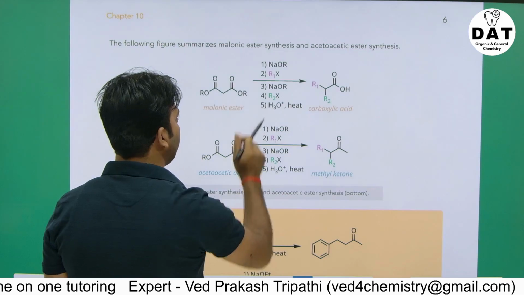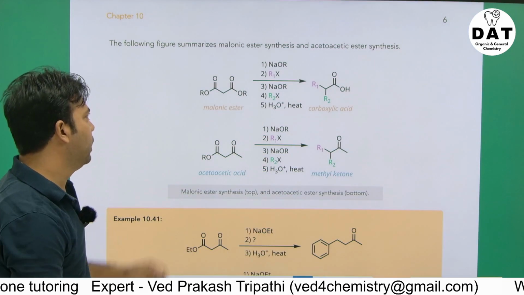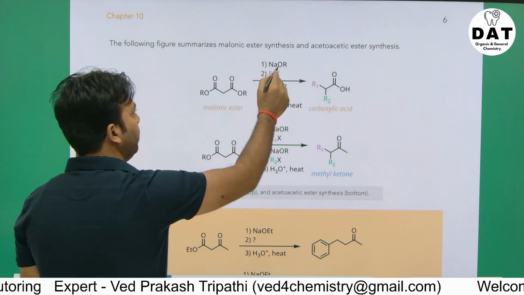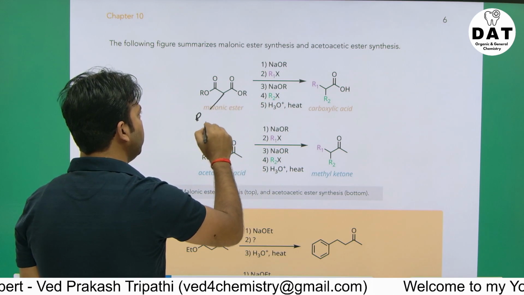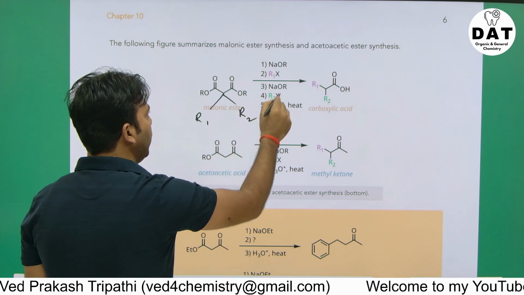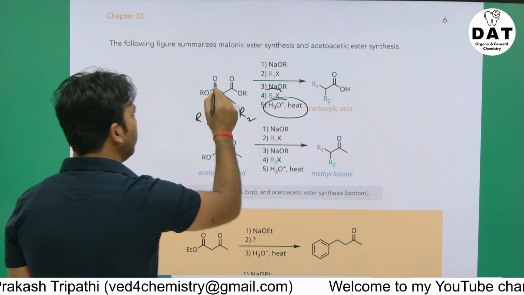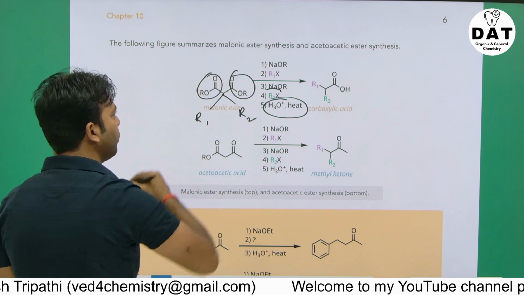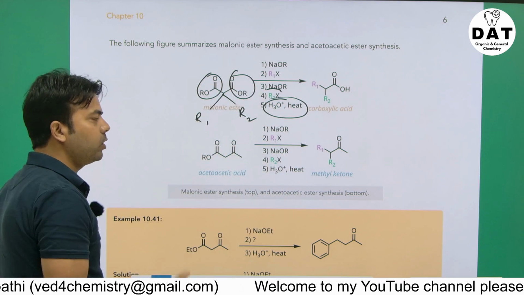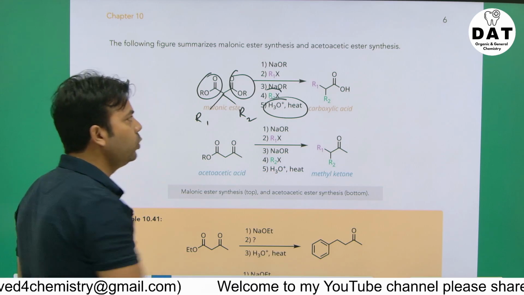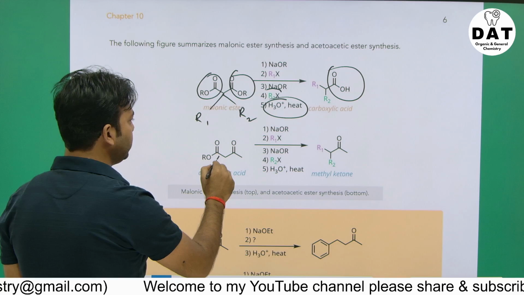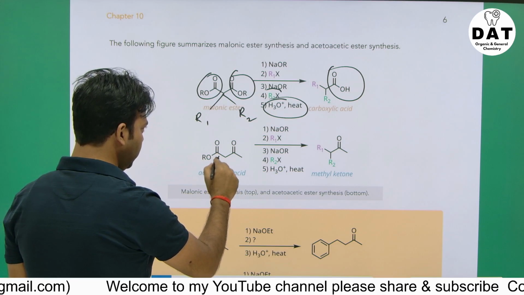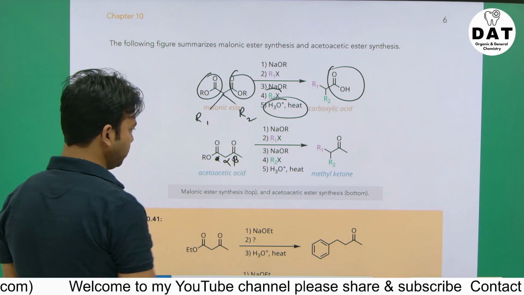We have done this type of reaction already. You can see NaOR here as the base, then R1X and then R2X. Simply we can say this is my R1, this is my R2, and then hydrolysis and heat. Both esters are hydrolyzed to give you carboxylic acids, and from one of the carboxylic acids we have to remove CO2. So one COOH here. This is a beta ketoester. This carbon is alpha, this is beta.